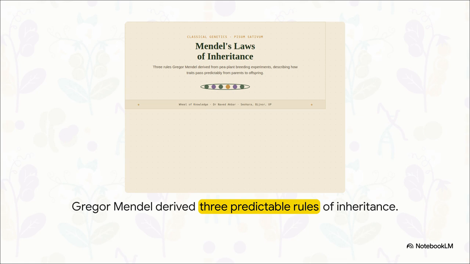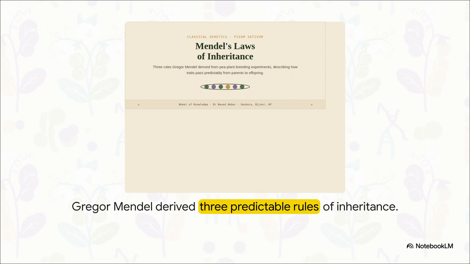Okay, so to kick things off, we've got to talk about the man behind the science, Gregor Mendel. He is universally known as the father of genetics. And honestly, it's pretty wild because he was an Austrian monk who figured all of this out just working in his abbey's garden. Through these really meticulous breeding experiments on simple pea plants, he discovered exactly how traits get passed down from parents to offspring. And from all that data, he came up with three foundational rules: the law of dominance, the law of segregation, and the law of independent assortment. We're going to break down all three of these today.